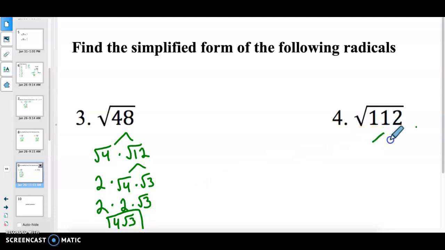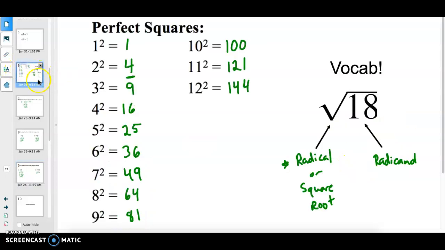Same with 112. So it might be hard to find my original number that would go into 112. But I know that 112 is an even number. So maybe I'm going to start with saying 2 goes into it, even though 2 is not a perfect square. So I could start with saying square root of 2 times, in my calculator I did 112 divided by 2, and I got 56. So square root of 2 I can't simplify, so it's going to stay square root of 2. And then 56, I'm going to go down my list and try to find what number would go into 56.